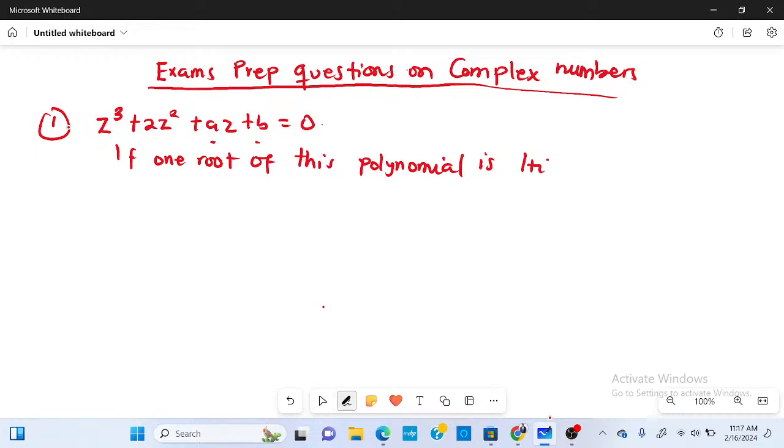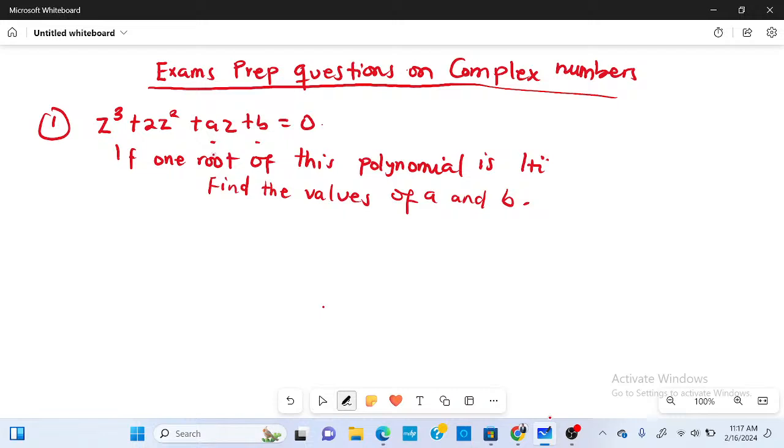So my first question here: I have a polynomial z cubed plus 2z squared plus az plus b is equal to 0. If one root of this polynomial is 1 plus i, therefore find the values of a and b.